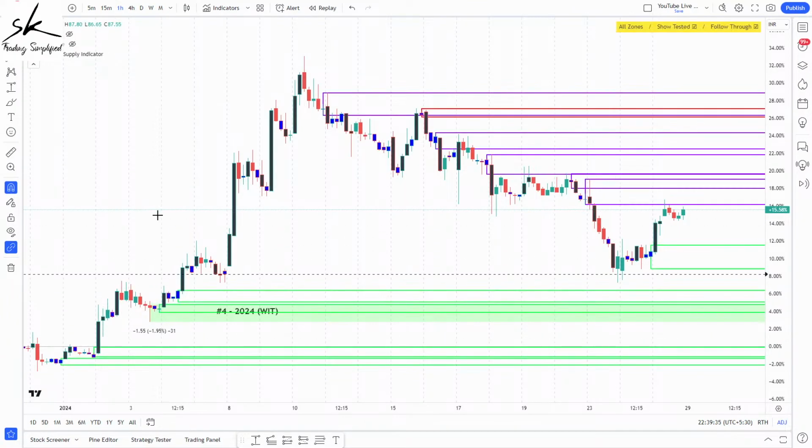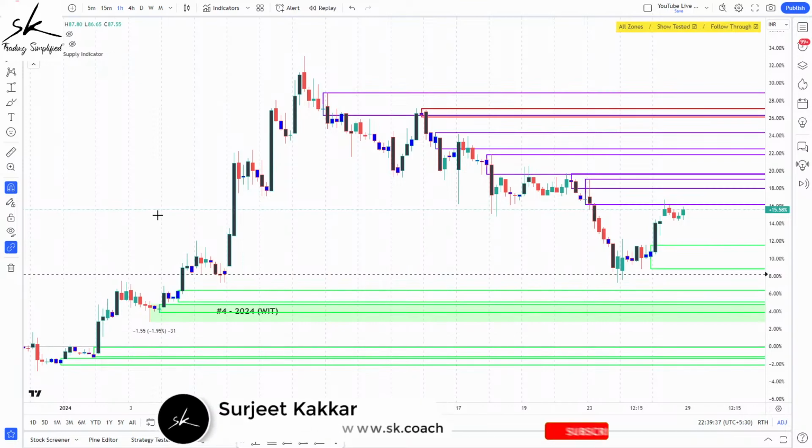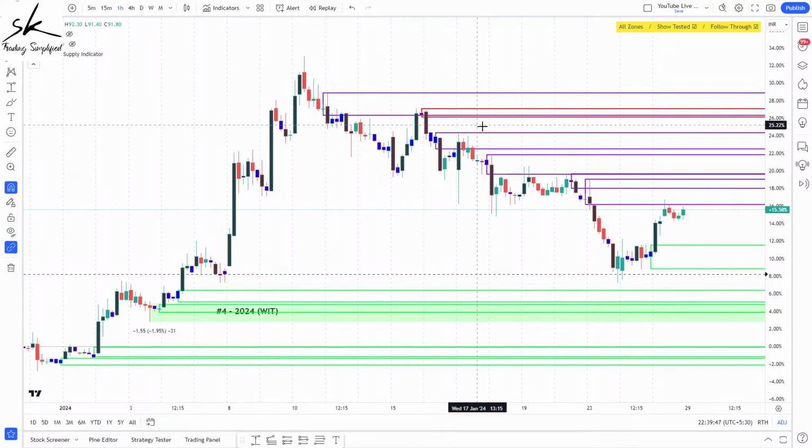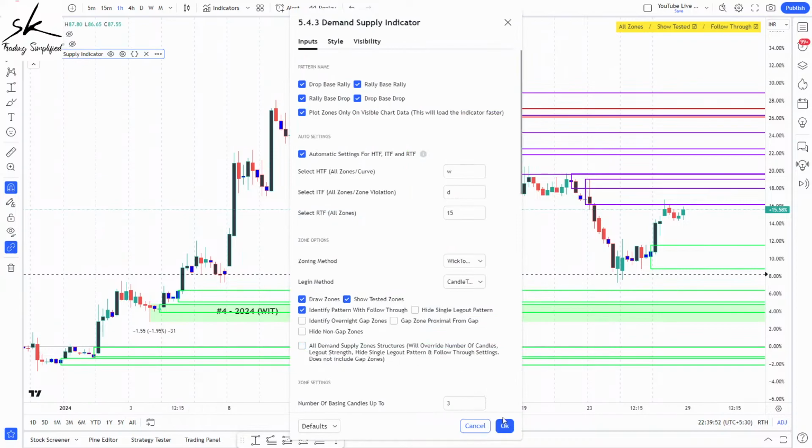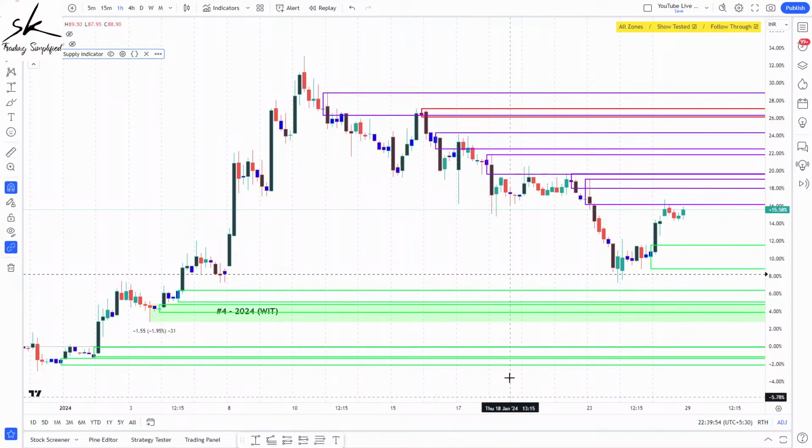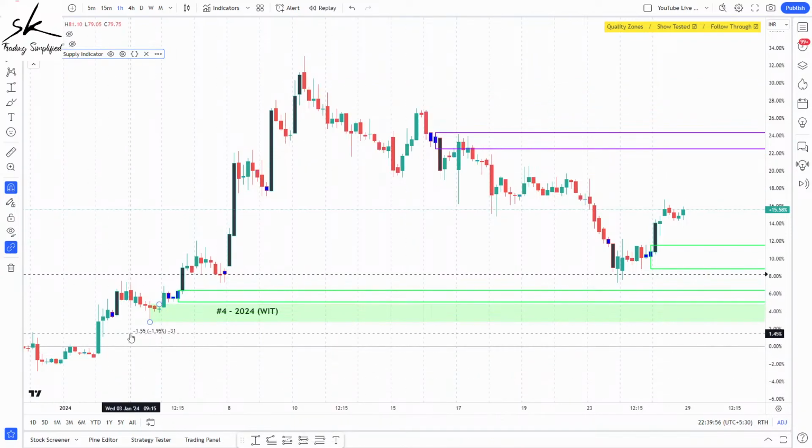But again, just because I'm doing it does not mean everyone has to do it, because narrower zones have their own advantages, wider zones have their own advantages. Similarly, narrower zones have their own disadvantages, wider zones have their own disadvantages. At the end of the day, you will have to choose based on your experience, based on your personality style, what you're more inclined towards. And this is what I'm more inclined towards.